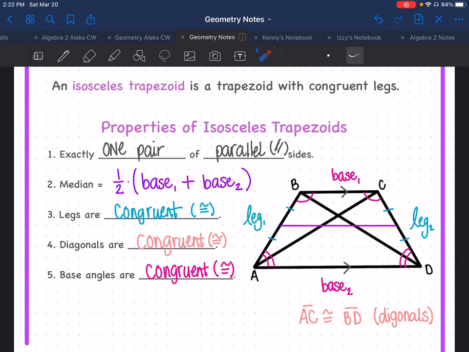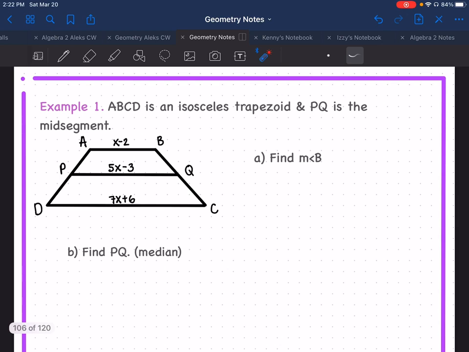Remember, just like in the other one, these two angles, A and B, add up to 180 degrees because they're along the leg. So same thing with C and D. C plus D is 180 because they're along the leg. All right, let's go ahead and take a look at an example of a trapezoid.